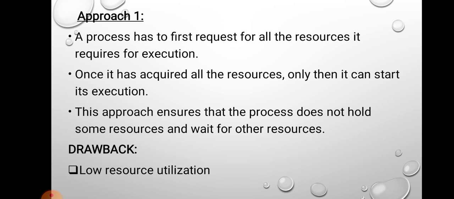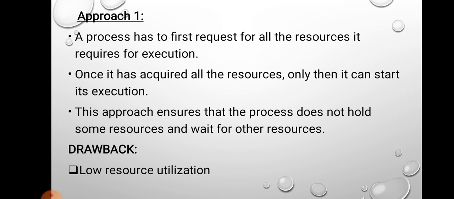But again, there are certain drawbacks or disadvantages. So what is the drawback here? Low resource utilization. How does low resource utilization happen? For example, for approach 1, consider a process. What is that process going to do?